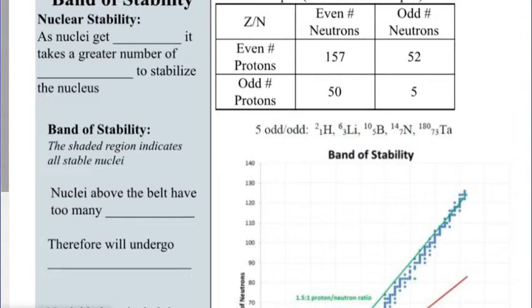Okay? So in terms of nuclear stability, we know this, but again, as nuclei get larger, it takes a greater number of neutrons to stabilize the nucleus. The larger the atom, the more protons that are there to potentially repel and push apart from each other, which makes a nucleus more unstable, but the more neutrons that we have to kind of pack in between there helps to keep the nucleus stabilized.